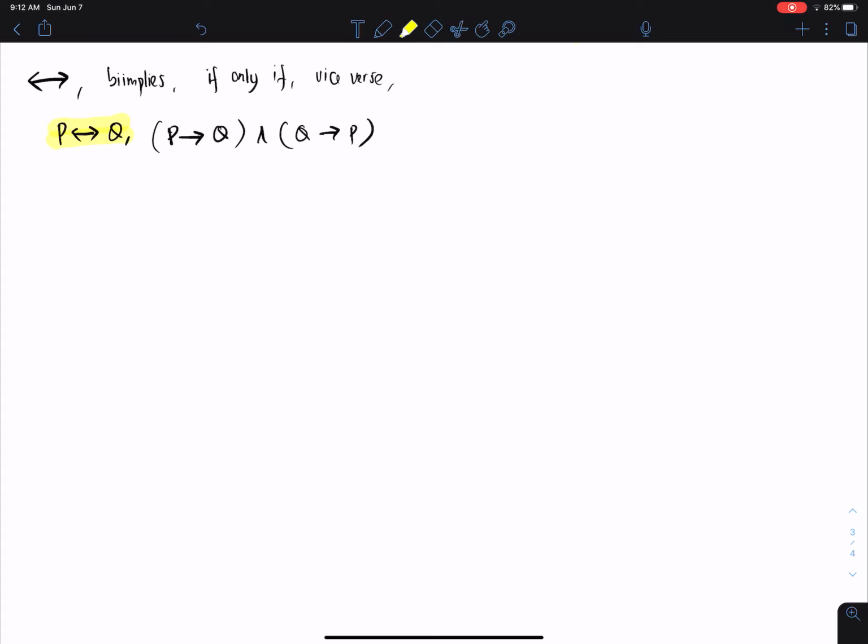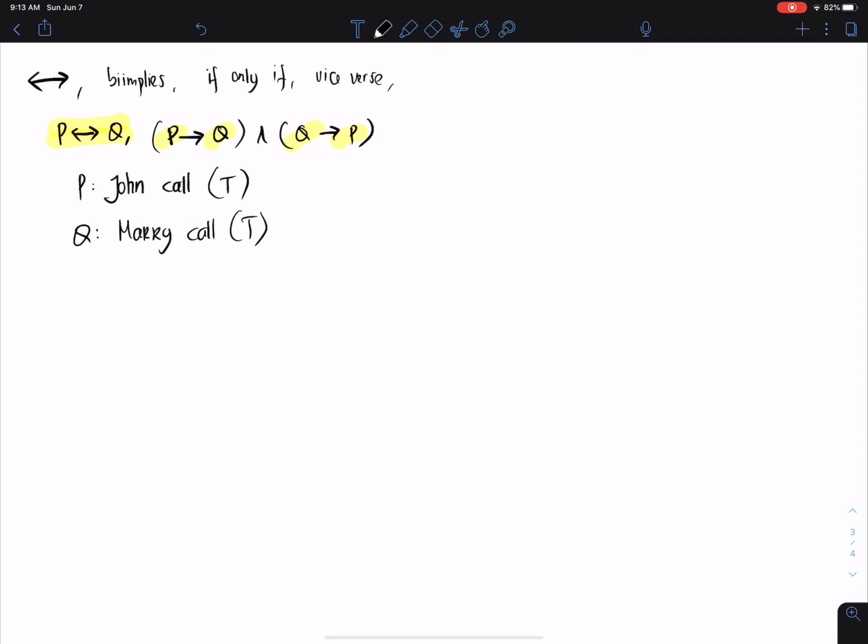Because if we read P Biimplies Q, P if only if Q, meaning if P then Q, or the other way around, if Q then P. So which is if P then Q and at the same time also if Q then P, like that. For examples, let's have P statement: John call. Q, Mary call. Let's just assume this is true and this is true.